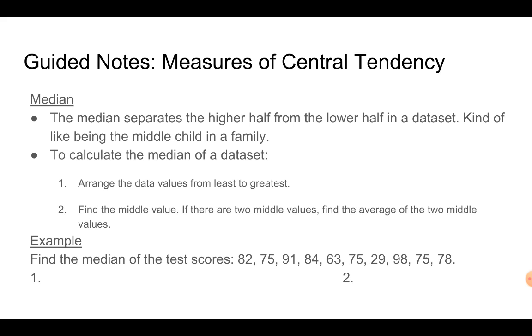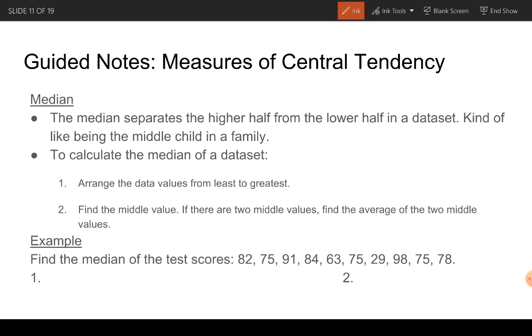We have to find the smallest value. In this case, it would be 29. So 29 comes first. Then we need to look through our data and find our next largest value, and it would be 63. Then we look for the next one, and we have 75. And we have more 75s, so we want to write all of those next to one another. Then we have 78.